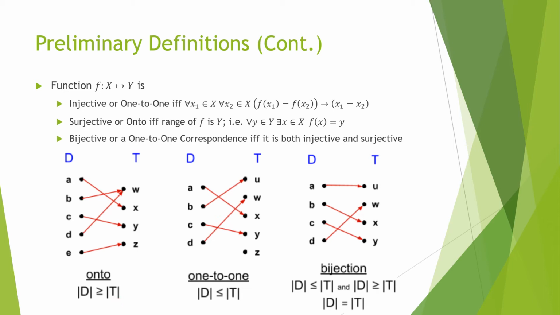And when you have a one-to-one function, or an injective function, the size of the target should be greater than or equal to the size of the domain. And when you have both properties, because the domain should be larger or equal and smaller or equal, we have no choice but to say the domain is equal to the target in a bijection or a bijective function.